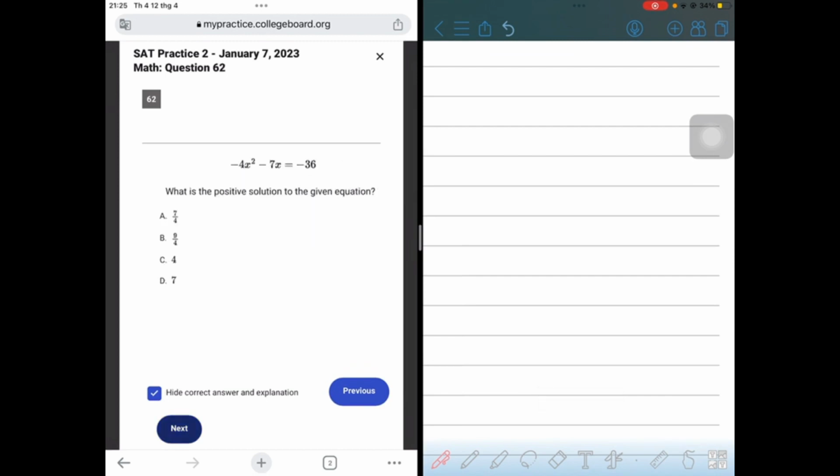Next, what's the positive solution to the given equation? So you just take out your calculator and then calculate the solution. Actually, you can do it by hand, but it will take you much time, really. So to save your time, just take out your calculator and let the calculator do it for you.